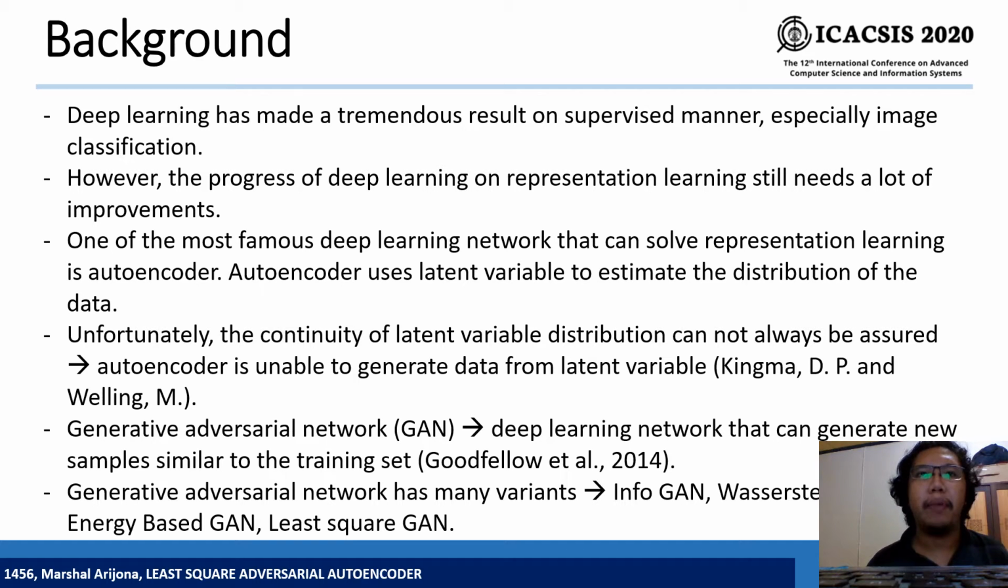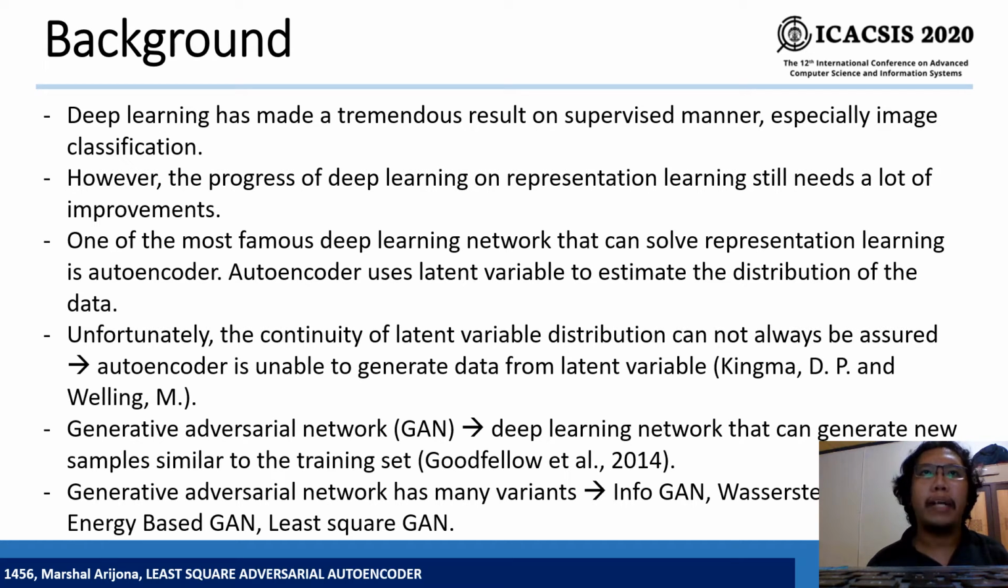This can be done by transforming a noise vector that is sampled from the prior distribution. The prior distribution itself is assured to be a continuous distribution. GAN has so many variants, including InfoGAN, Wasserstein GAN, energy-based GAN, and least square GAN. This paper tries to combine the autoencoder and the generative adversarial network.